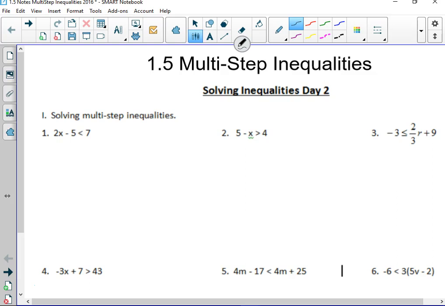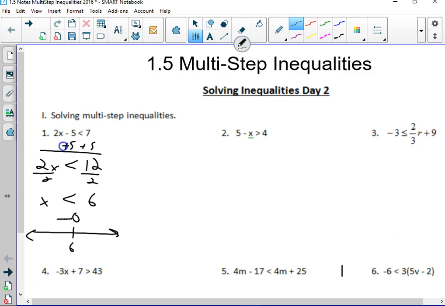Okay, your variables positive. So since I have my 2x alone on the left side, I'm just going to add 5 to both sides. And we're going to get 2x is less than 12. Divide by 2, x is less than 6. And real quickly, how do we graph that? Put a 6, open dot, that direction. That's it.